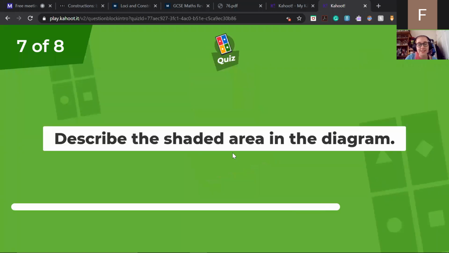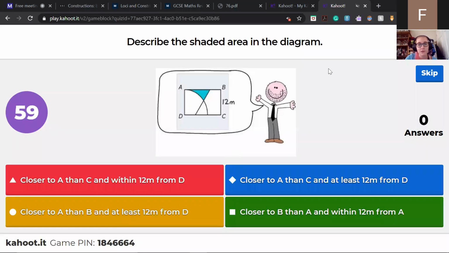Two more questions. Let's have a look at this one here. So this diagonal one is interesting because you've got to work out what on earth this one is actually telling us. So this is quite a tricky one, but you can narrow it down to 2 by looking at this circle. So is it within the range of D or is it outside the range of D? What do you think?